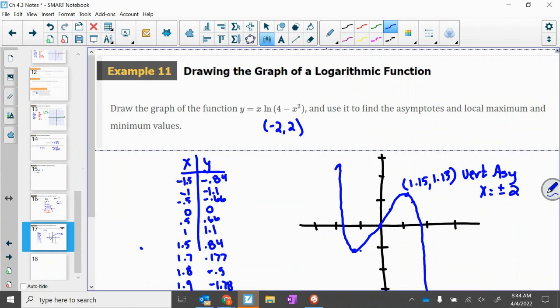Again, we have that symmetry here. So this is -1.15 comma -1.13. So we have symmetry about the origin there, which we've talked about with odd and even functions, and this applies.